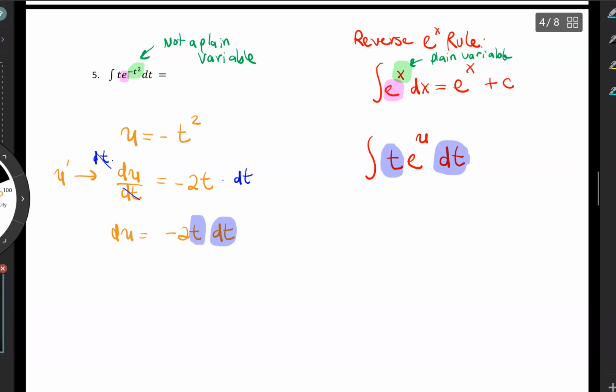So let's rearrange this real quick. Since order doesn't matter when I'm multiplying, I'm going to move the e to the u first, and I'm going to move the t. I'm going to relocate it to the end of the integral, so it's right there. Okay, so I have my t dt. I need to get rid of that -2 over here. So I need to isolate what we have.